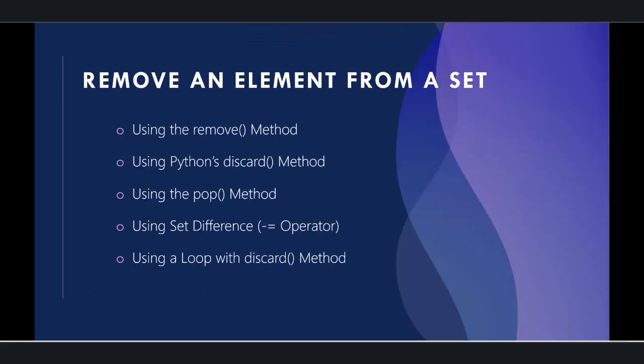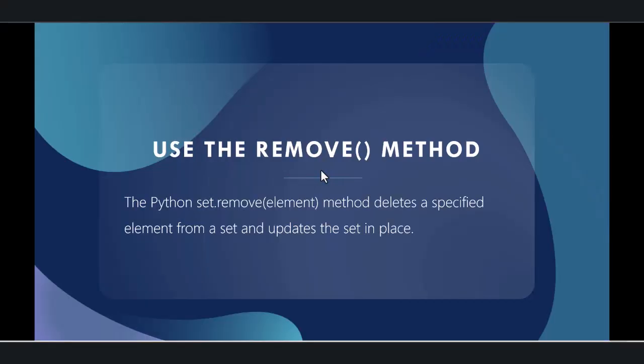Now in this video I'll explain 5 different methods to remove an element from a set. The first method that I'll explain is using the remove method, then using Python's discard method, using the pop method, using set difference, and using a loop with the discard method. Now we'll see each method one by one. Let's start with the first method, that is using the remove method.